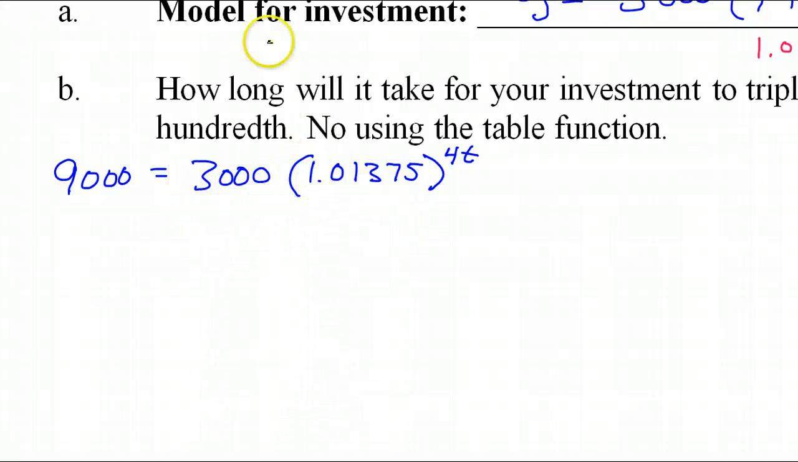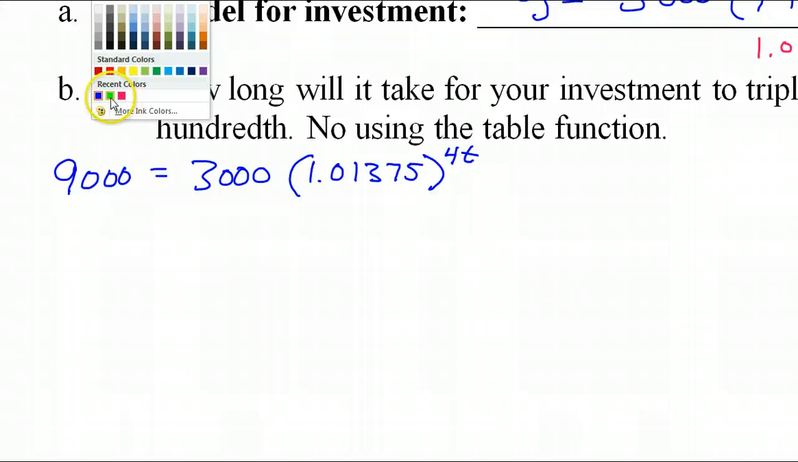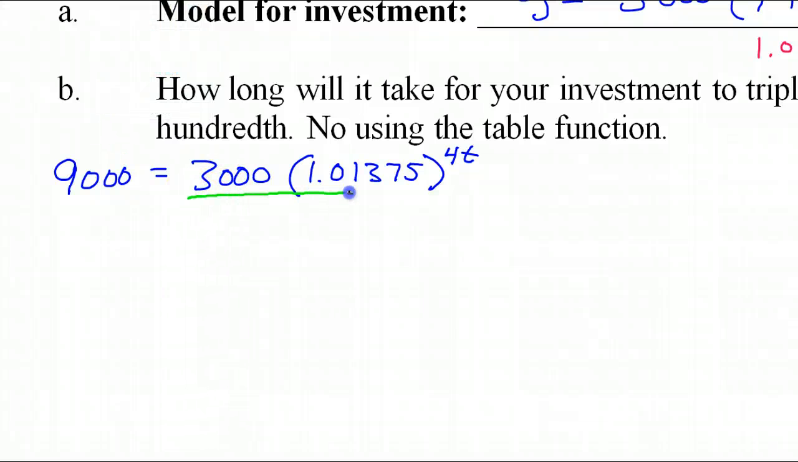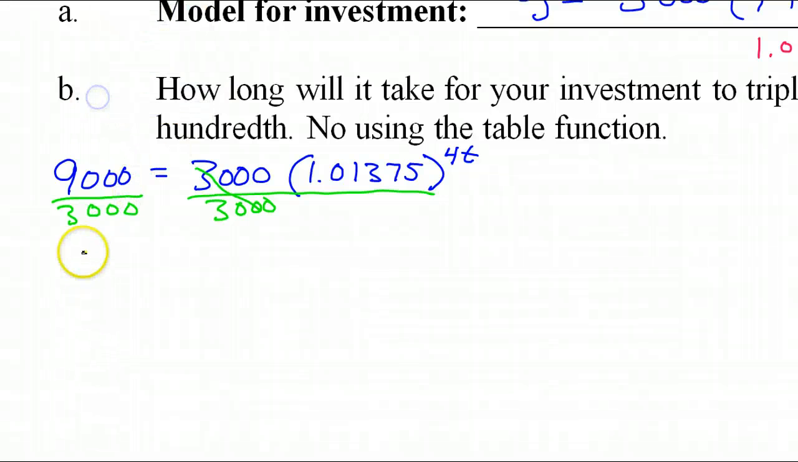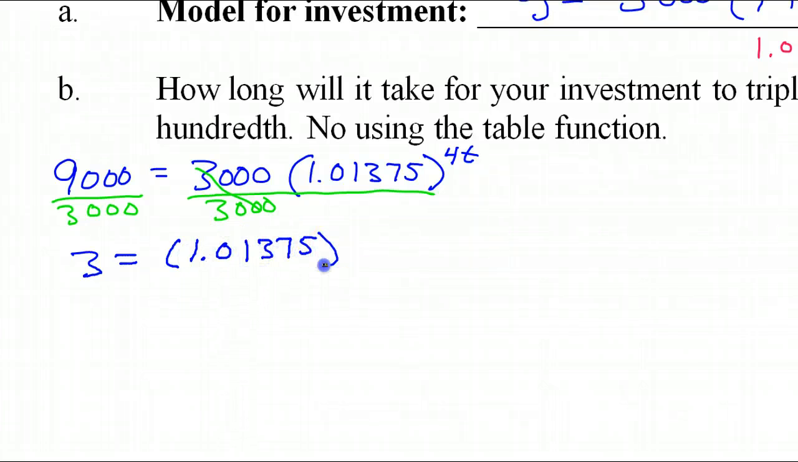Don't multiply these together. That would be a big mistake. You want to divide by 3,000 on both sides, so that way these cancel out. Now you knew ahead of time what this was going to be. This is going to be 3 because it said triple, and so that's tripling. So I have 1.01375 to the 4t power.